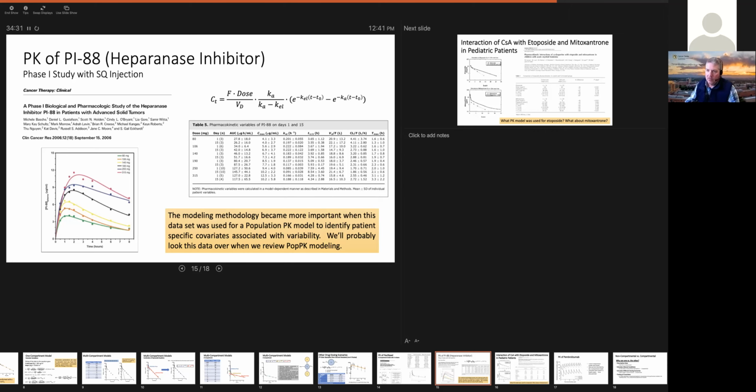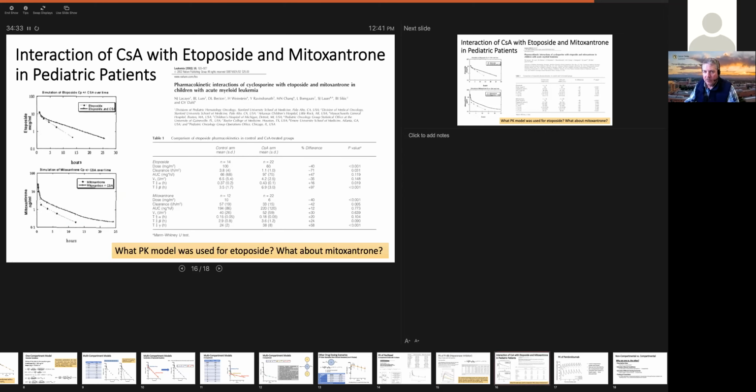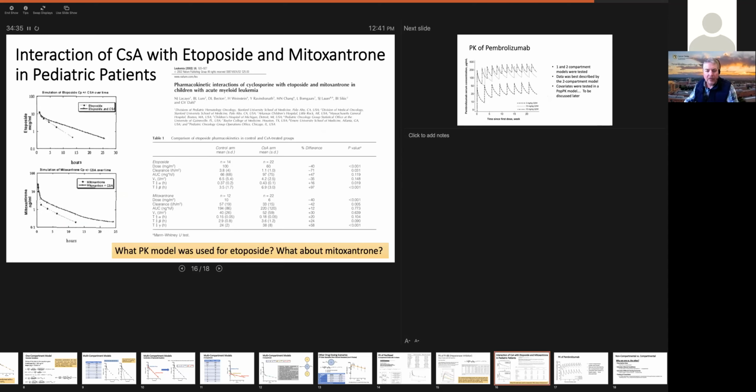What about some other modeling exercises? Here I pulled out a pediatric application, and this is looking at the interaction of cyclosporin A with etoposide and mitoxantrone in pediatric patients being treated for AML. And there's a couple things. They did a control arm and a cyclosporin A arm.